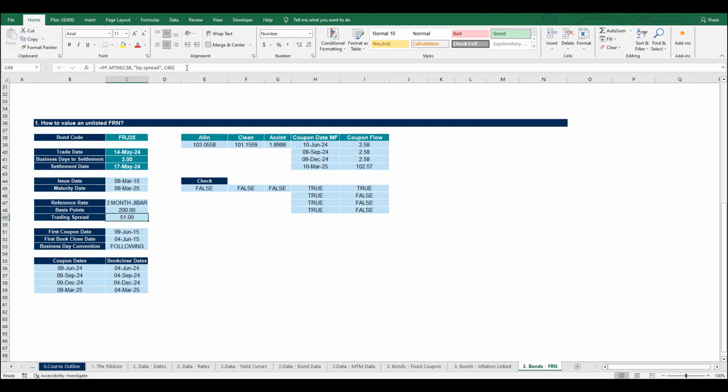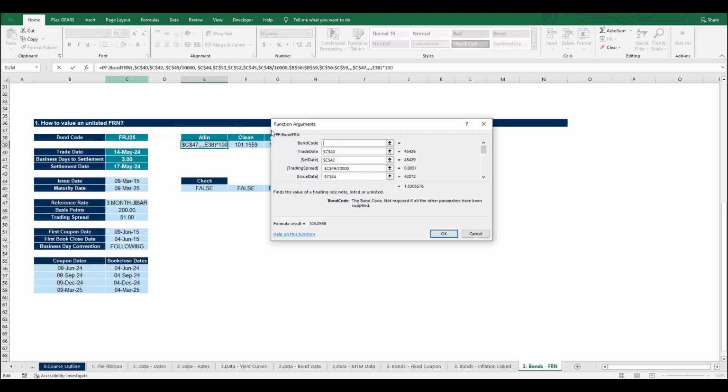But we are just pulling it from the bond data or the MTM file, so the trading spread from there, and the bond data we're just pulling from the JSE bond data. So we're pretending that this function knows nothing about it, because GEARS usually looks at the bond code. This bond code is empty. And then we are going to go down and specify everything as if GEARS doesn't know what this bond is. And so there we need to fill out all the other date parameters and all of that.